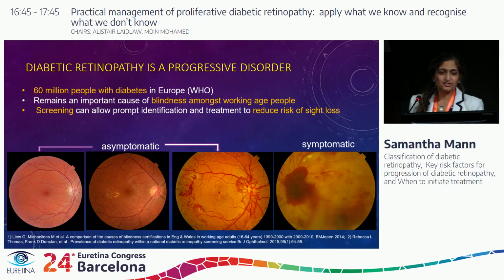Okay, so you don't need to be told that there are more than 60 million people with diabetes in Europe currently, a massive problem and important cause of blindness in the working age population, still number 2 in the UK population. Screening can allow the prompt identification and treatment to reduce the risk of sight loss. And as you all know, the main problem is you can have quite significant retinopathy, even advanced proliferative retinopathy, with absolutely no symptoms. And it's only when you get the bleed into the vitreous that you start being aware of your disease.